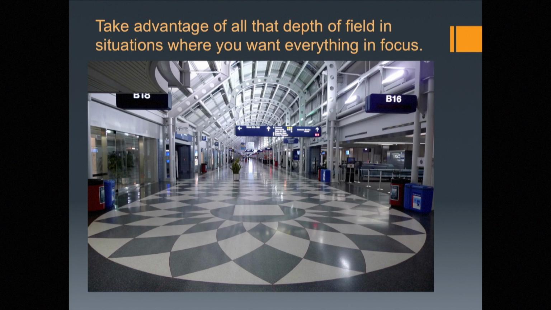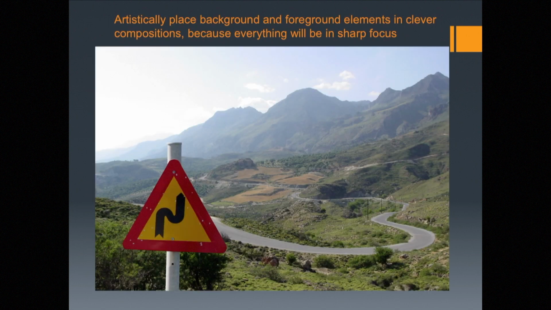And if there's any question about what it is that you want to be in focus, you just press it with your finger and it'll come into sharp focus. Usually when I want lots of depth of field like this, I push my finger on something that's kind of close to the camera. Not right in front of the camera, but close to the camera. And that will bring the foreground in focus, and then the background will naturally be in focus. So artistically place background and foreground elements in clever compositions, because outdoors everything is likely to be in pretty sharp focus.